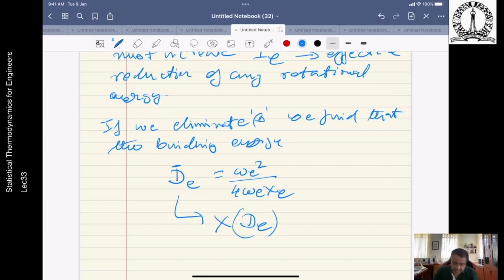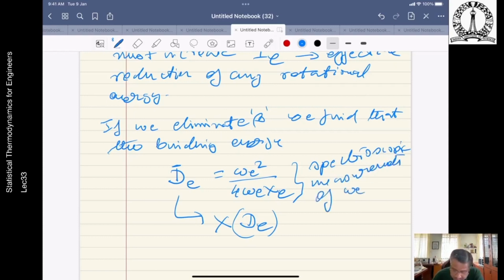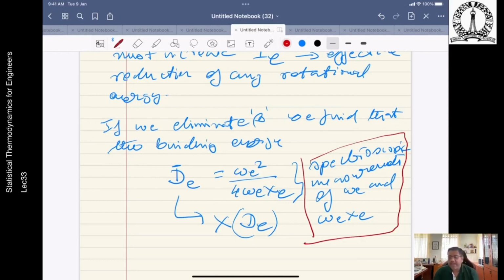This utilizes specific spectroscopic measurements of omega e and xe. That is what it does.